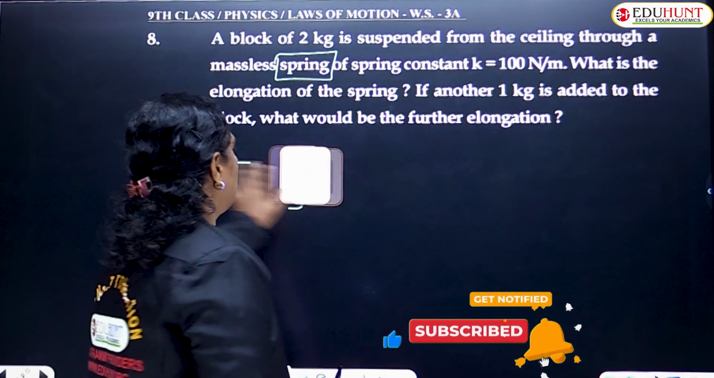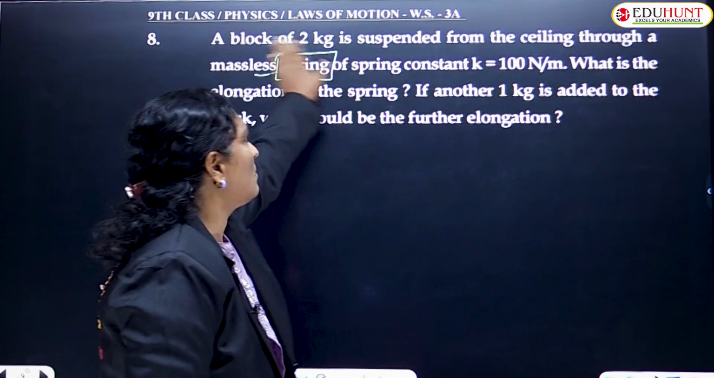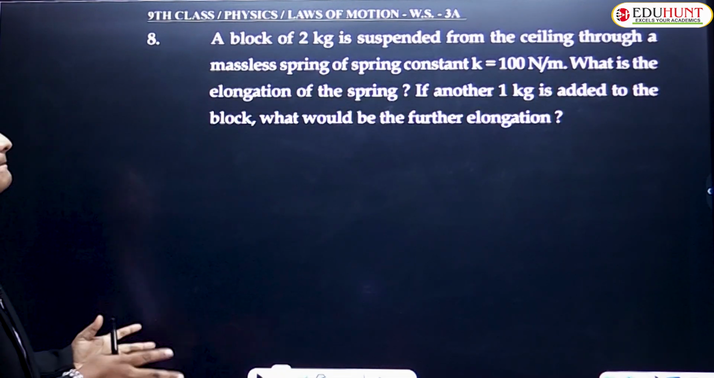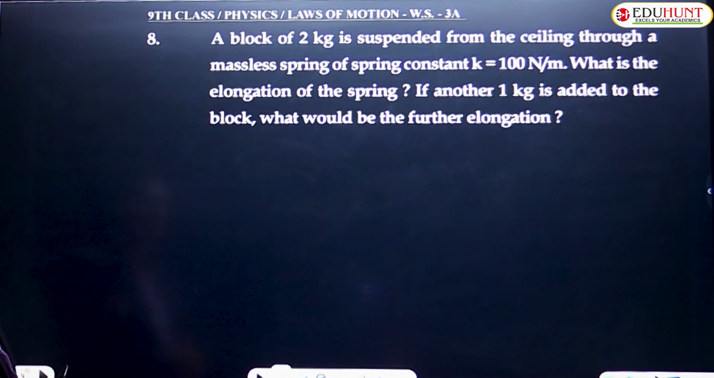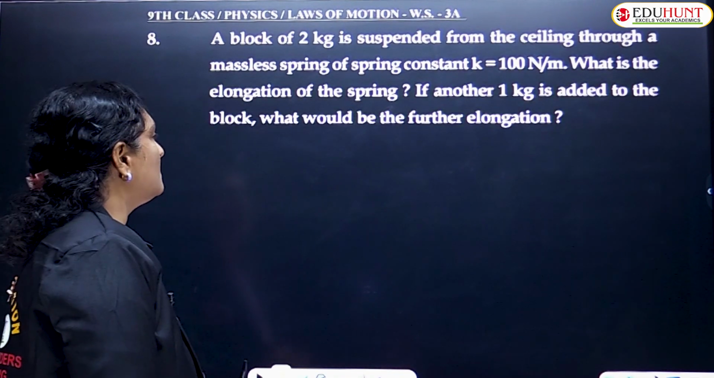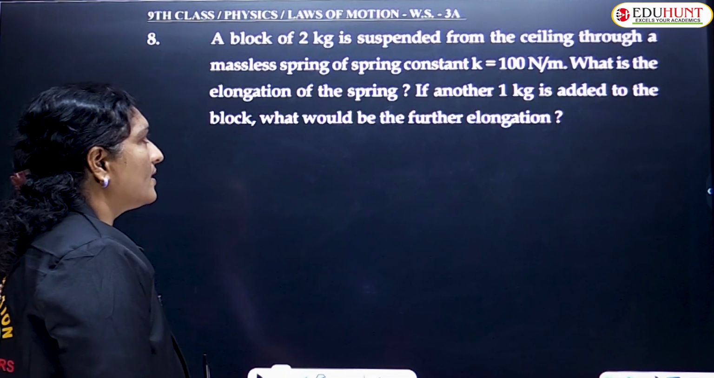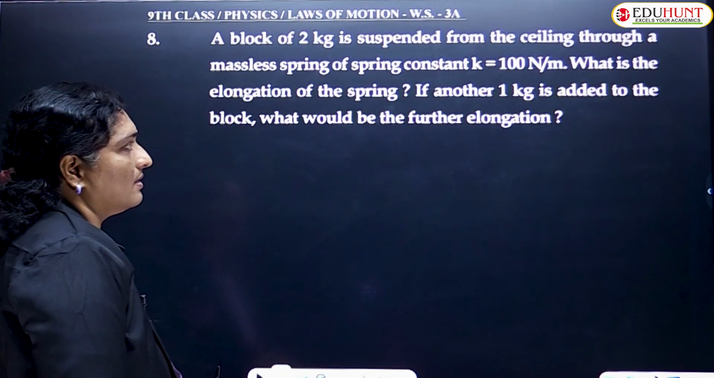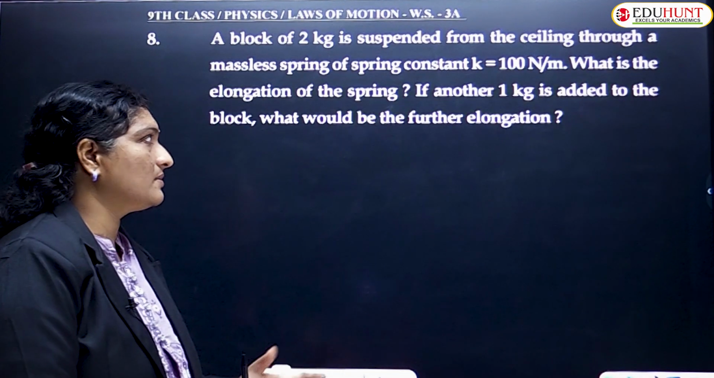So this should come into your mind whenever the concept of spring is given. Anyhow, the mass of the block is given as 2 kg. The spring constant k is given as 100 Newton per meter. You're asked to find the elongation of the spring. That's it. This is the first part of the question.